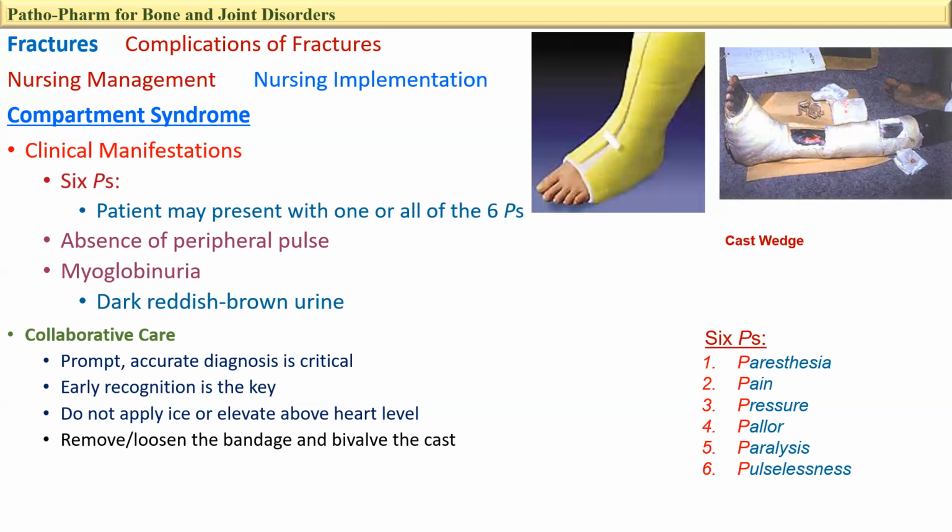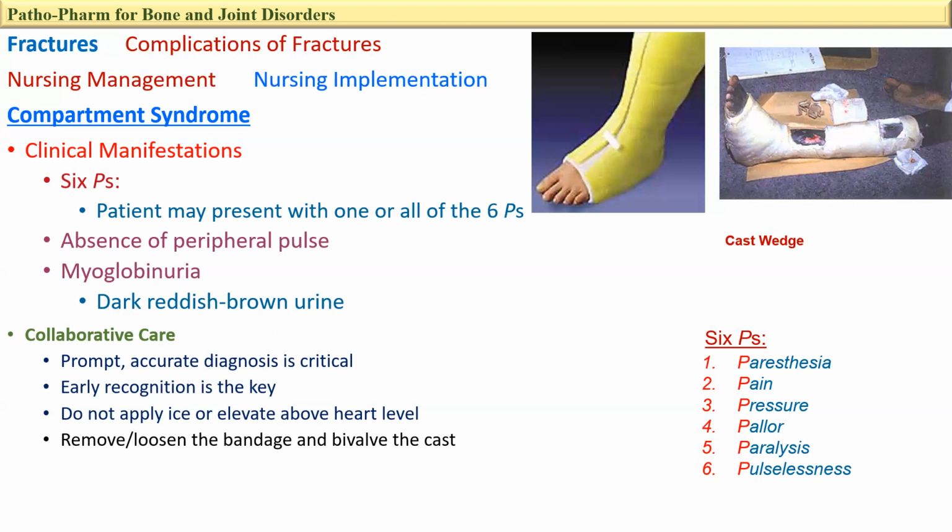So the 6 P's are significant. The patient will also disclose and complain of paresthesia, pain, pressure. So the 6 P's are consistent with compartment syndrome.